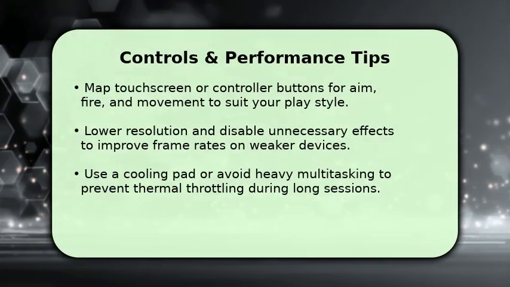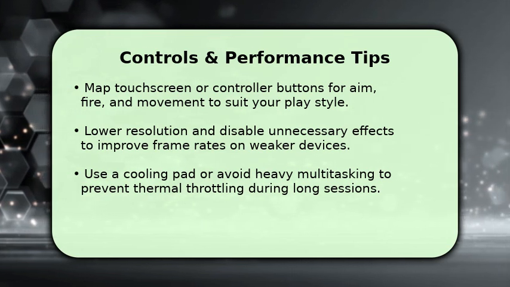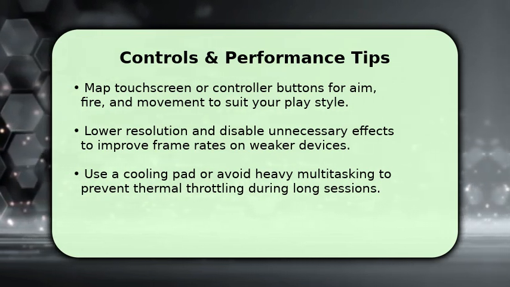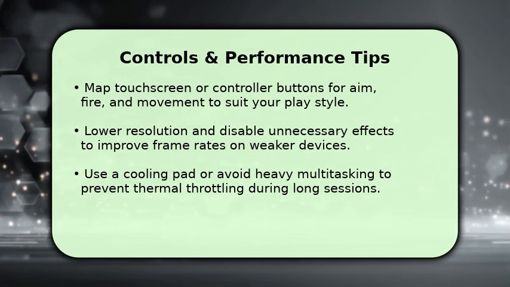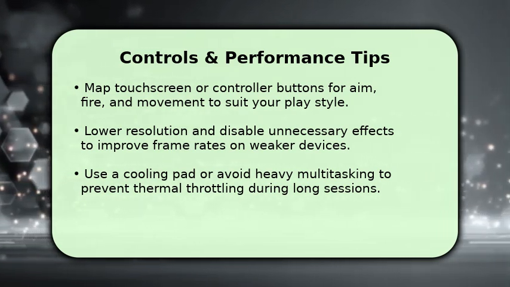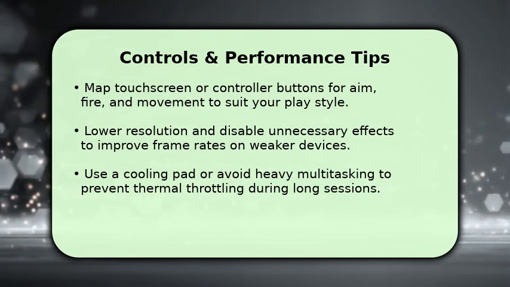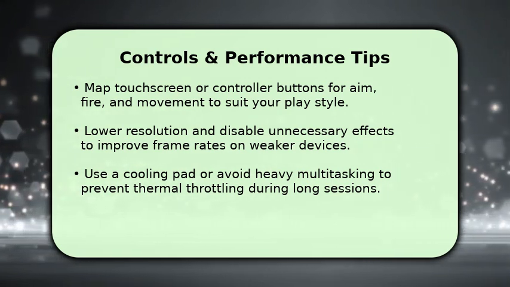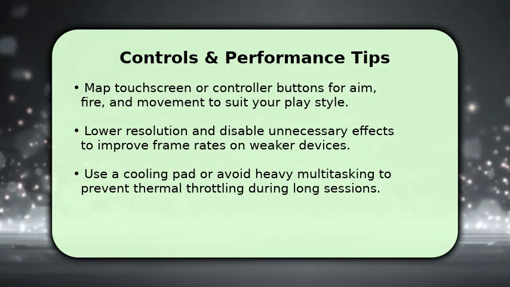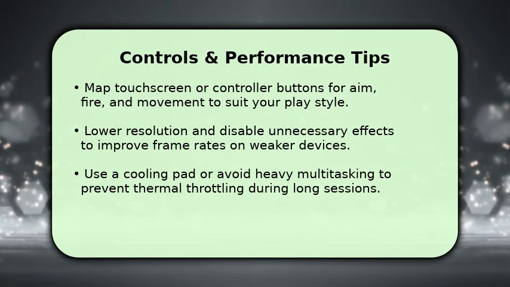Configure controls for comfort and accuracy by mapping aim, fire, crouch, and sprint to a controller or on-screen buttons. Tweak performance by reducing resolution, lowering texture quality, and disabling post-processing to boost frames per second. Close background apps and enable performance mode on your device. If you experience crashes, check file paths and emulator plugins. These steps will help you enjoy responsive multiplayer and campaign modes on Android.